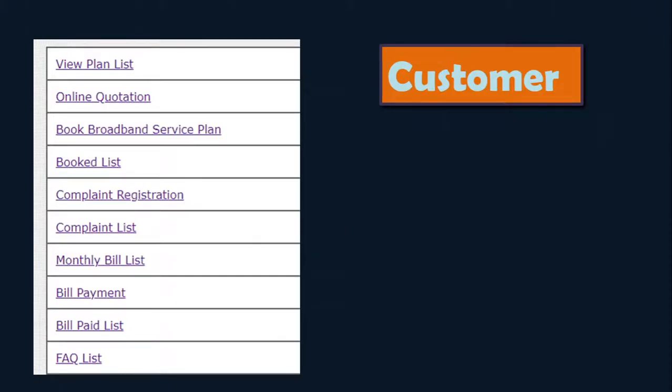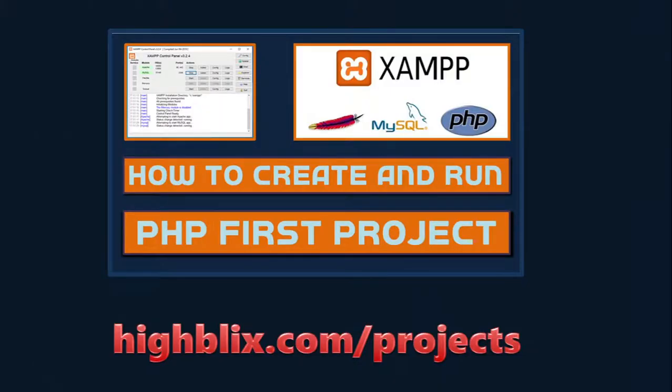As far as the customer side is concerned, the customer can view the plans, get an online quotation, book the broadband service, and see the list of what they booked. They can raise a complaint and see the complaint list. They can see the monthly bill and pay it, and then the bill paid list, showing which bills were paid, will be there, and also the FAQ. So the frequently asked questions and answers will be there if they want to see them.